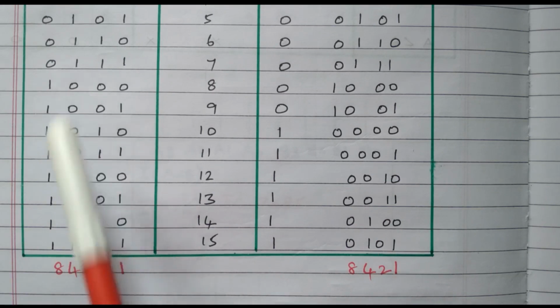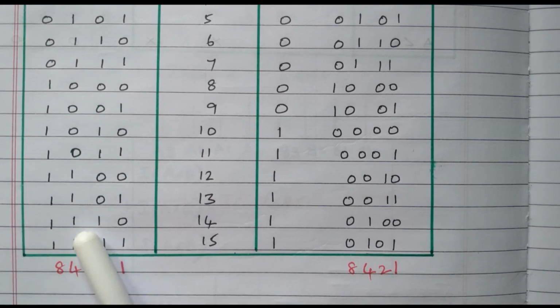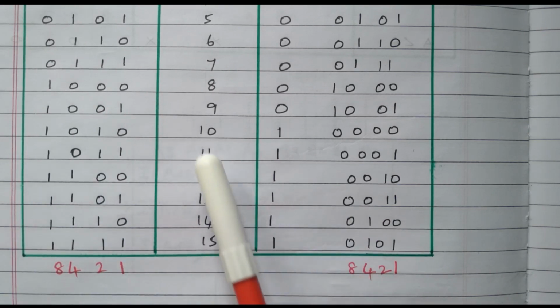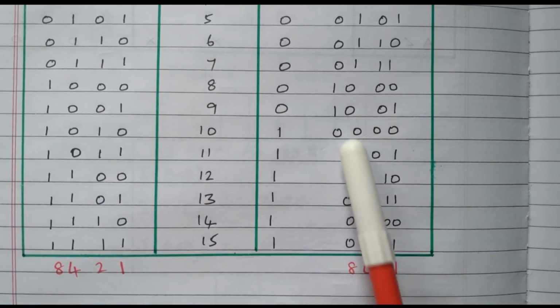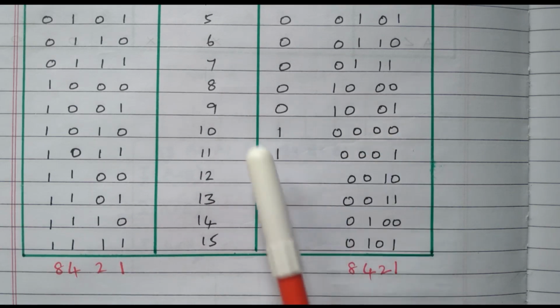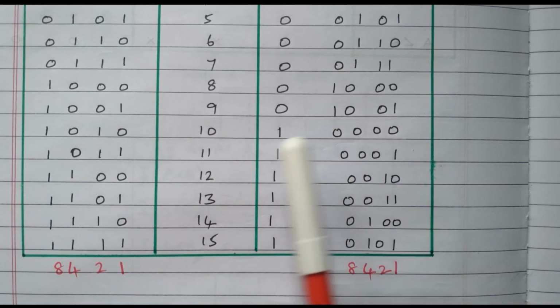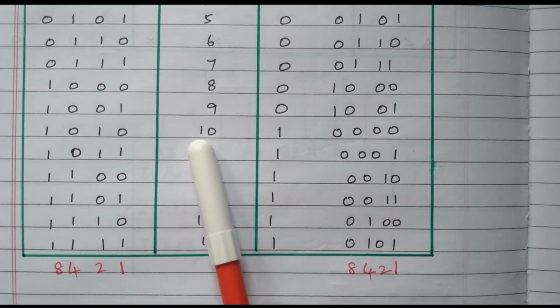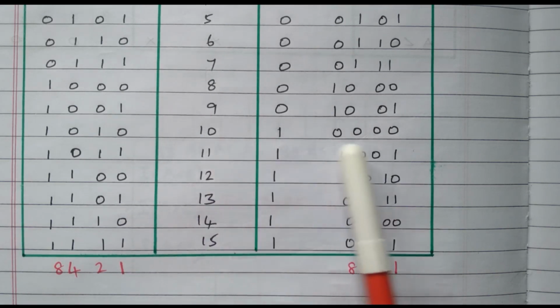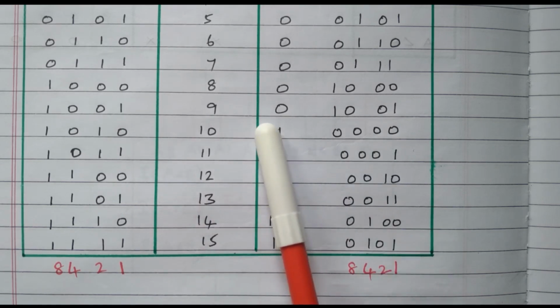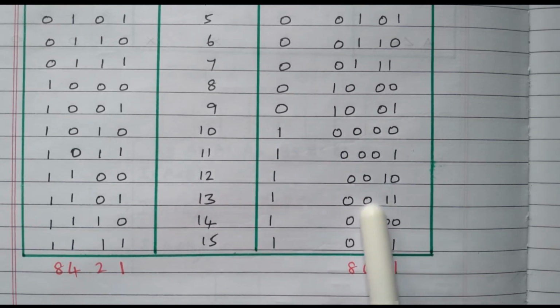So binary means by using the weightage we can write it like this as it is. But in BCD, every digit is represented by 4 locations, 4 digits. For example, up to 9, 4 digits. From 10 onwards, 2 digits are there. So 1 is represented separately, this 0 is represented separately, right? So 1 requires 4 locations, and this 0 requires 4 locations.